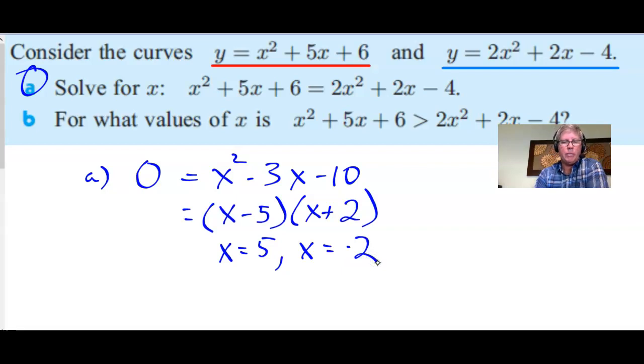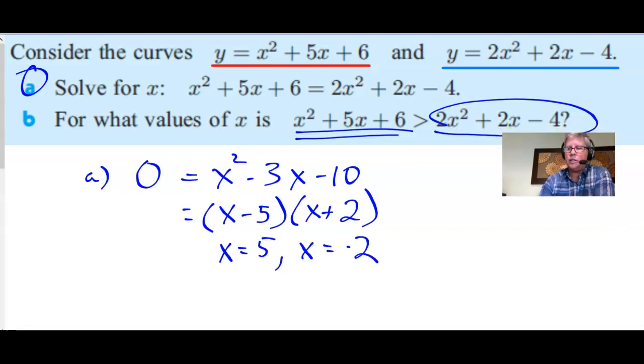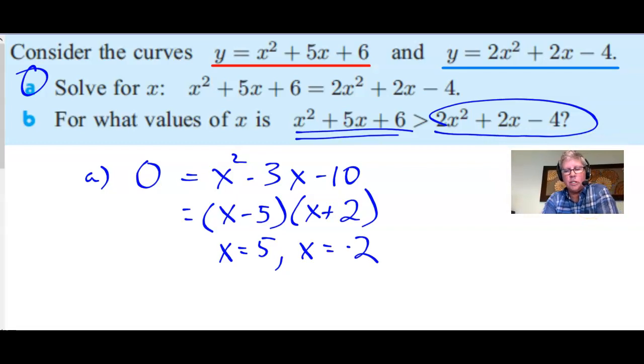All right, so for solve, okay, so we got our x values. For what values of x is this greater than this? I don't know. What do you think? Now, this is really fun because you have worked hard to think about what parabolas look like. And just by the geometry of what they look like, you can answer this question.